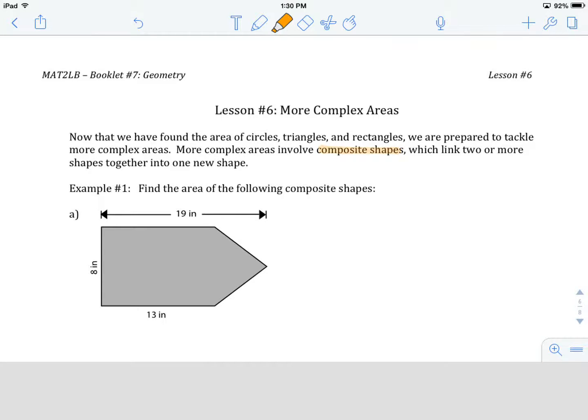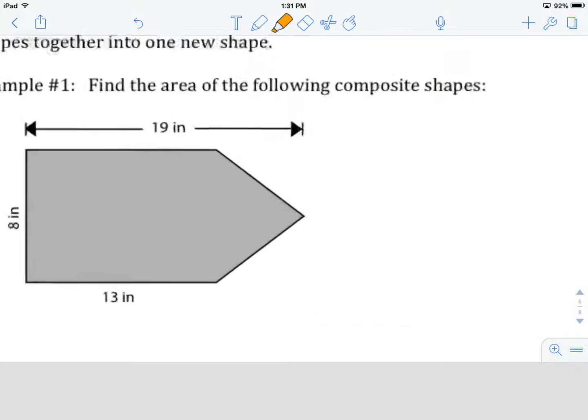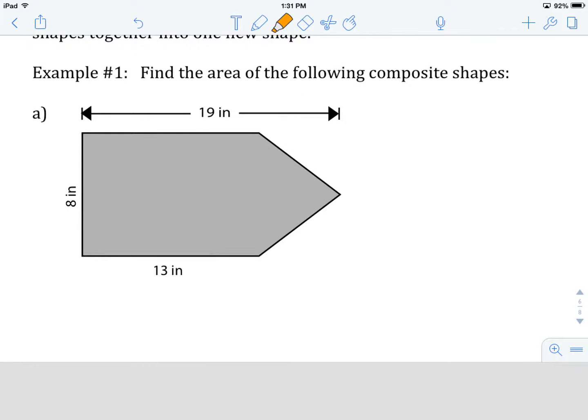The strategy for us, when we're dealing with a composite shape, is to try to break it down into its component pieces before we do those calculations. So let's start by looking at example number 1. Find the area of the following composite shape.